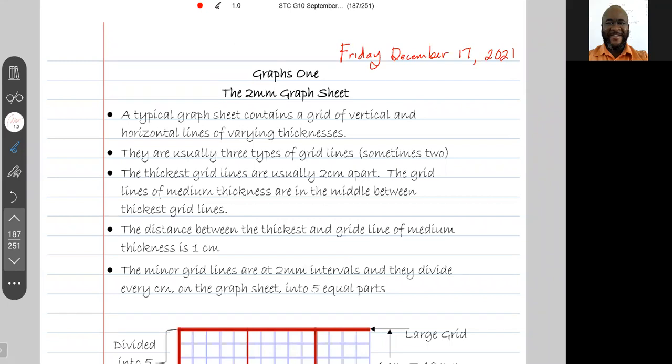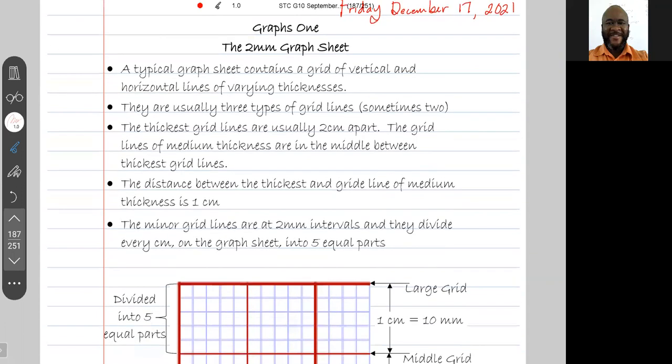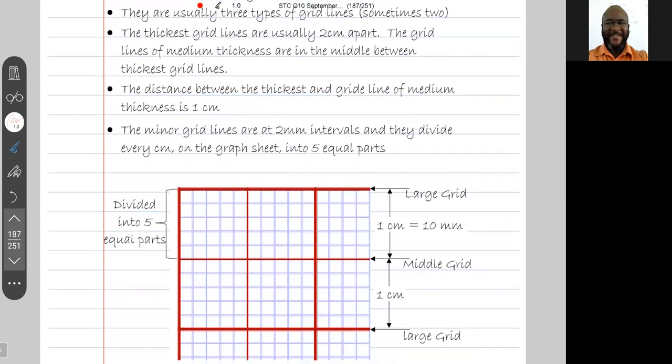The thickest grid lines are usually 2 centimeters apart, and the grid lines of medium thickness are in the middle between the thickest grid lines. The distance between the thickest and the grid line of medium thickness is 1 centimeter. So we can probably have this discussion again when we actually look at one of the actual graph sheets.